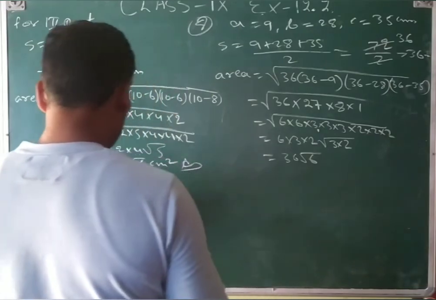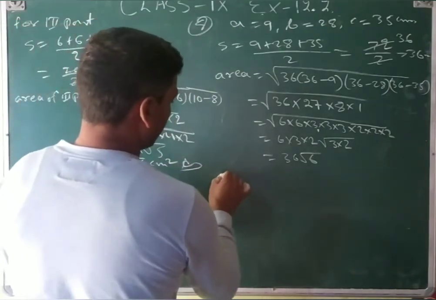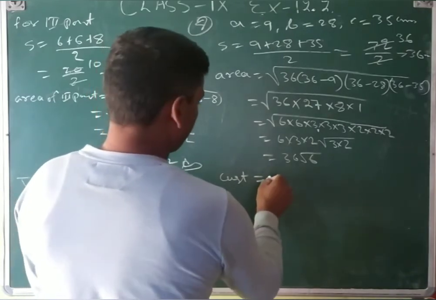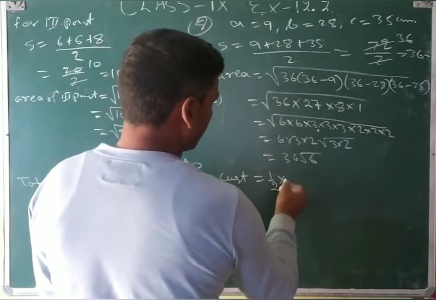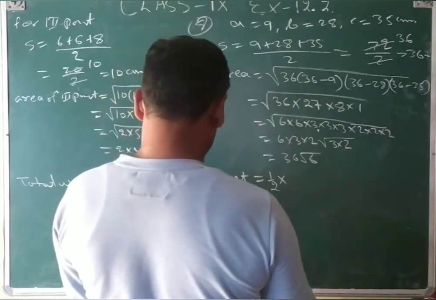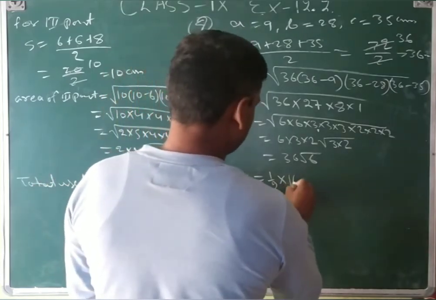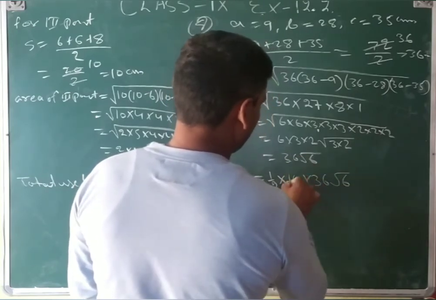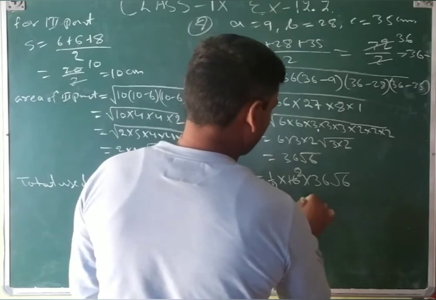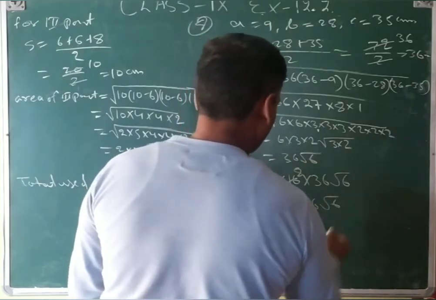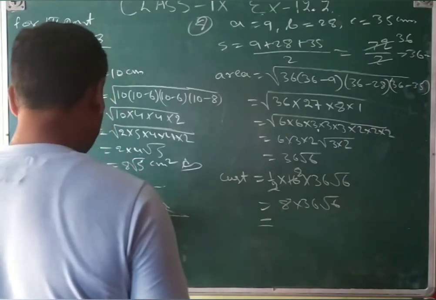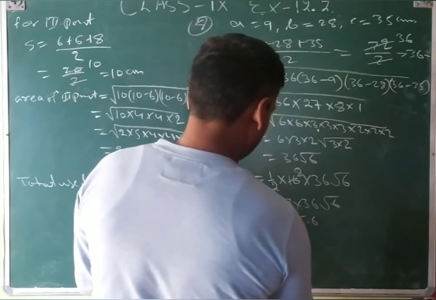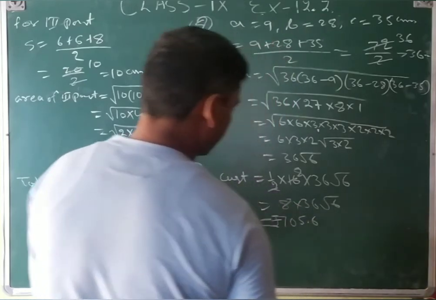Now we find the cost. Cost is equal to, the rate is 50 paise, that means 1/2 rupees, into total tiles 16, into 36 under root 6. So that is 8 into 36 under root 6. When you find the value of under root 6 and multiply, the answer will come 705.6 rupees. That will be the answer.